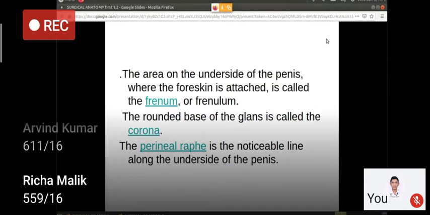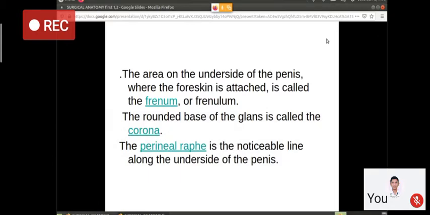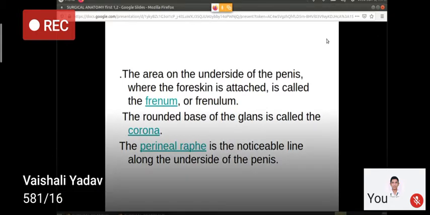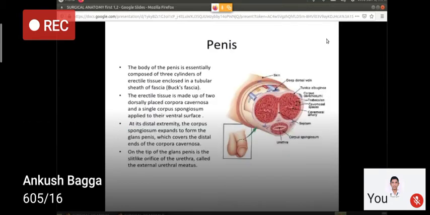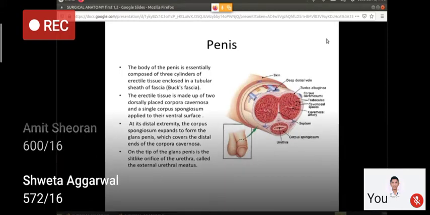Next, the area on the underside of the penis where the foreskin is attached is called the frenulum. The rounded base of the glans is called the corona. The perineal raphe is the noticeable line along the underside of the penis. So this is the structure of the penis, showing the three muscular organs with their covering vessels and nerves.